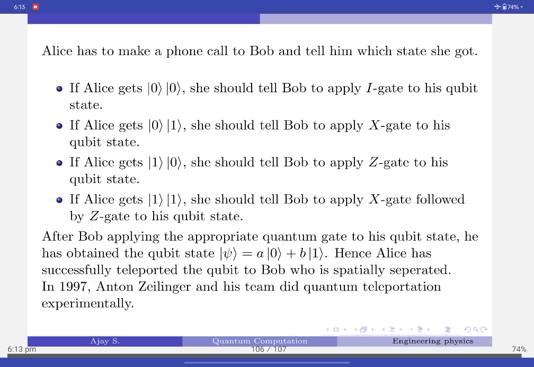So in 1999, Anton Zeilinger and his team did quantum teleportation a few kilometers apart experimentally. Here I would like to mention there is no faster than light communication, because Alice has to make a phone call to Bob and tell him what measurements she got. So this would not violate any kind of faster than light communication. It is only that the quantum state that Alice had is now with Bob.